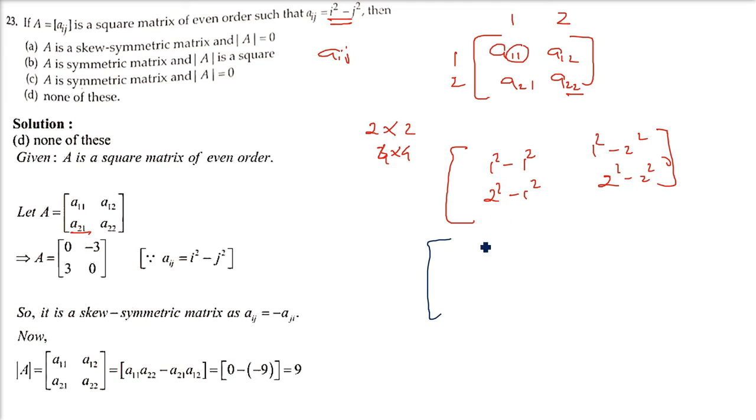So this is 1 minus 1, 0. 1 squared minus 4 is minus 3. And 2 2s are 4. 4 minus 1 is 3. And this is 0. Okay. So this is your A matrix.